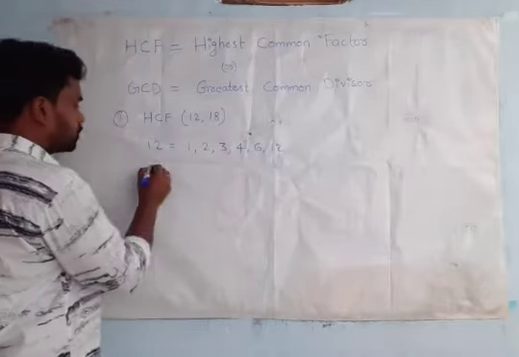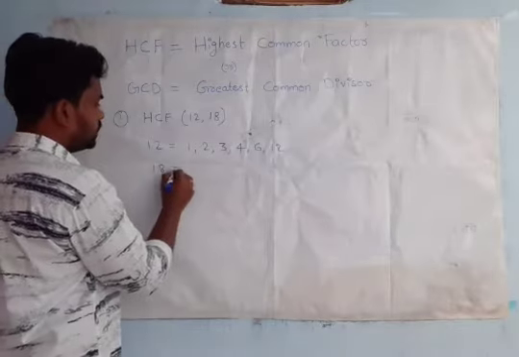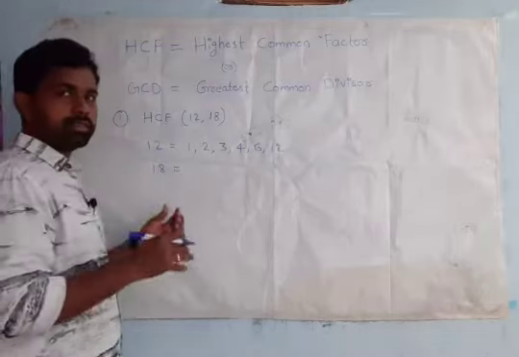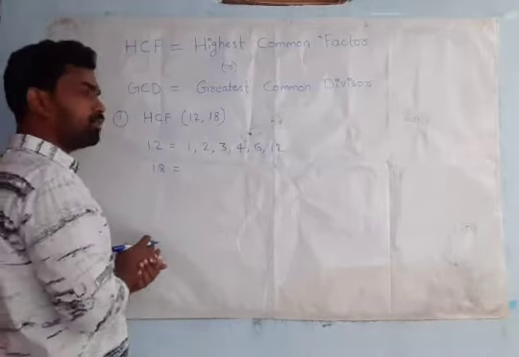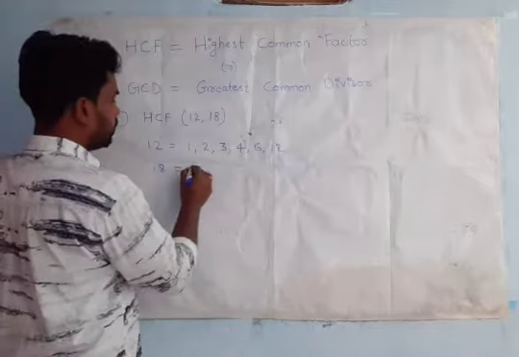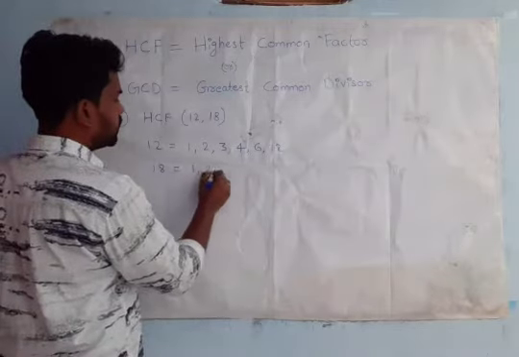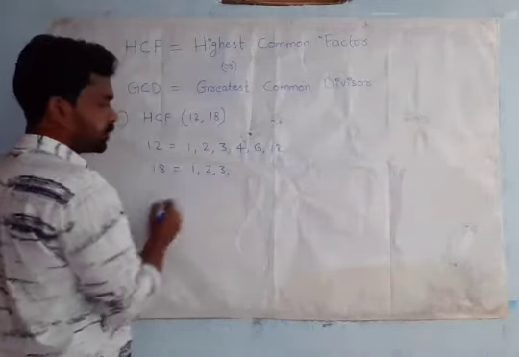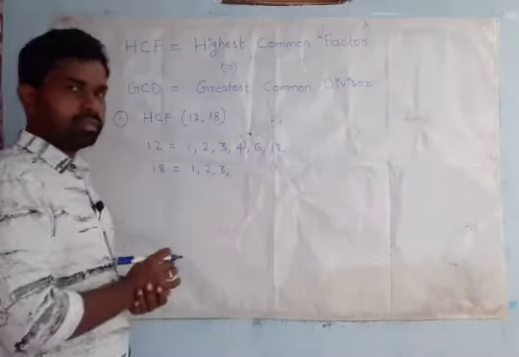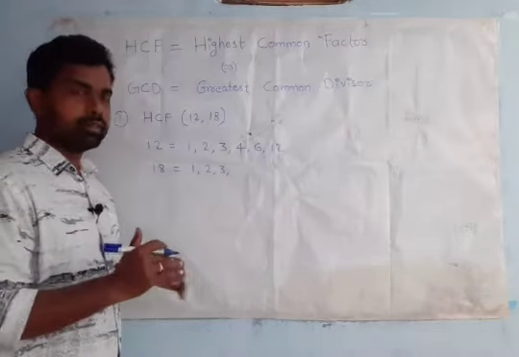Next, what are the factors of 18? Factors of 18 means again the same. This 18 is present in which table? That table numbers we have to write. 18 is present in the 1 table. 18 is present in the 2 table. 18 is present in the 3 table. Next, 18 is in the 4 table? It is not there. The 5 table is also not there.